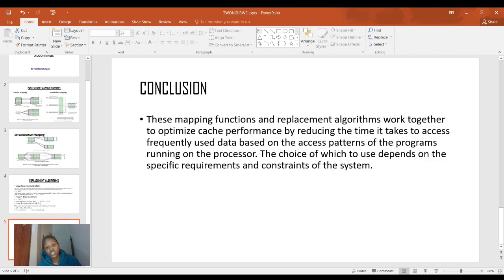In conclusion, the mapping functions and replacement algorithms work together to optimize cache performance by reducing the time it takes to access frequently used data, based on the access patterns of the programs running on the processor. The choice of which to use depends on the specific requirements and constraints of the system.